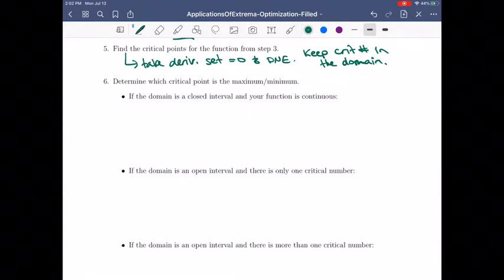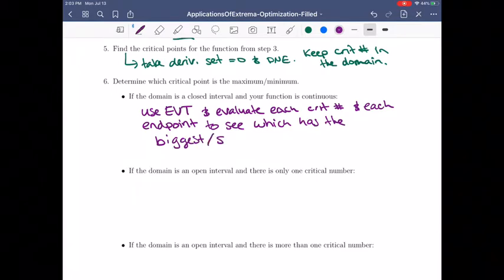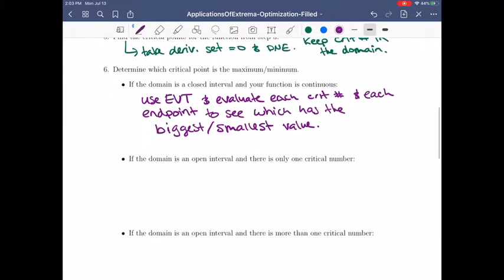If your domain is a closed interval and your function is continuous on that domain, then you can use the EVT, the extreme value theorem, and you just have to evaluate each critical number and each endpoint to see which one has the biggest or smallest value. The extreme value theorem tells you that the absolute max or min definitely exists, and it has to be at a critical number or at an endpoint. So you just need to see which one, by checking their y values, or s values, or whatever values you get when you plug them into your objective function.